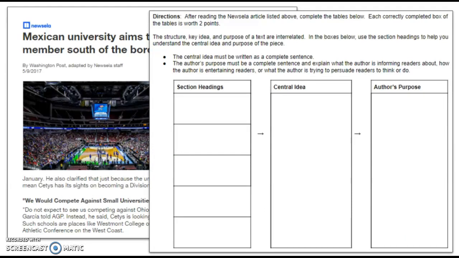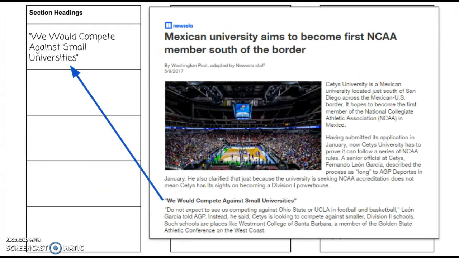Once you've actually read the article, then you're going to begin filling out the accompanying charts. Each completed box of the chart is worth 2 points. This chart helps you see how the structure, key idea, and purpose of a text are interrelated. You're going to use the section headings to help you understand the central idea. The central idea and author's purpose boxes must be completed with complete sentences.